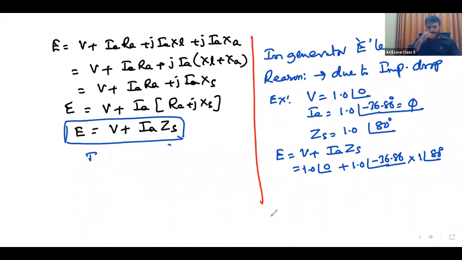So you will get some E value, and V will be some other value. Can any one of you calculate and tell me what the E value is? E is equal to how much? What is that value? Any one of you?